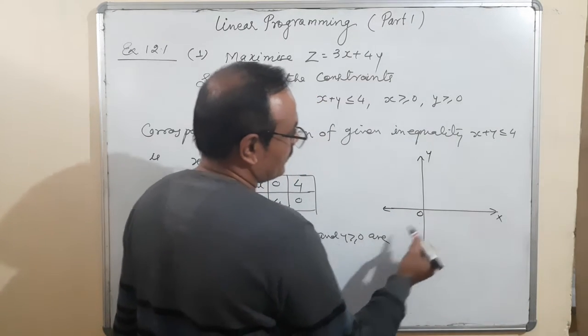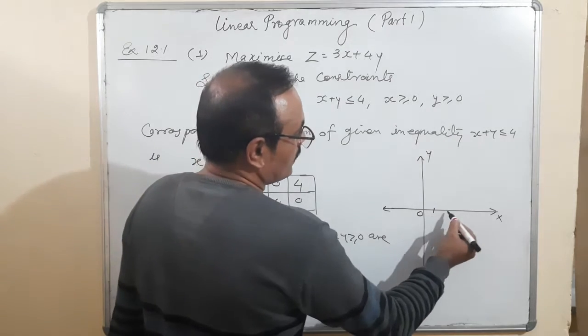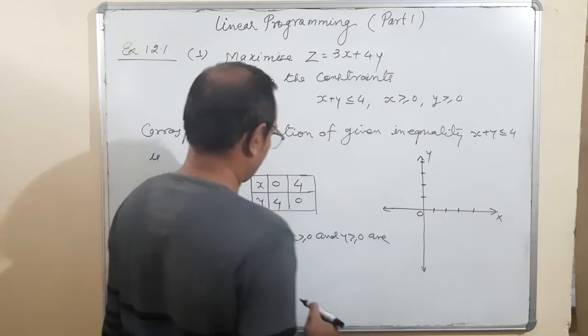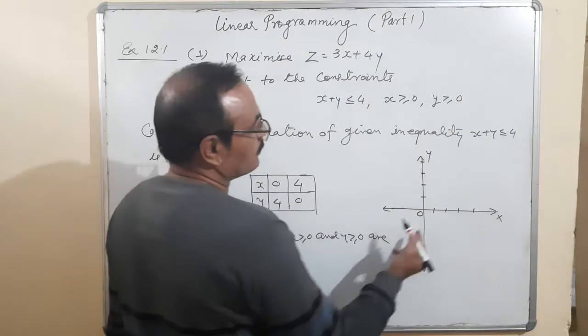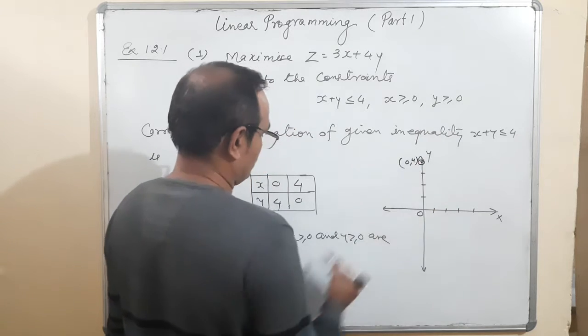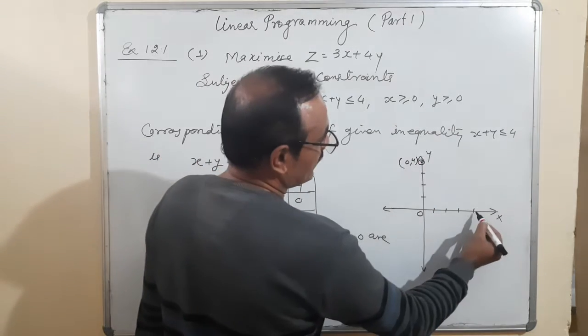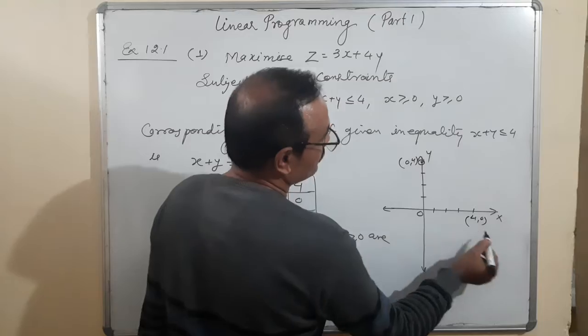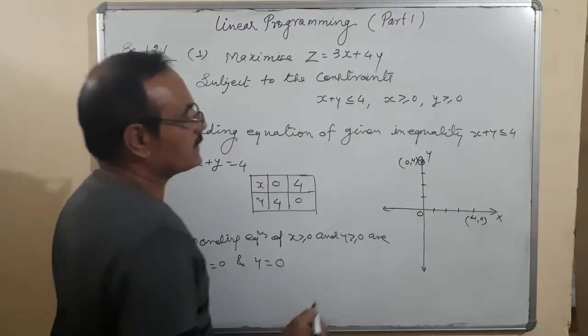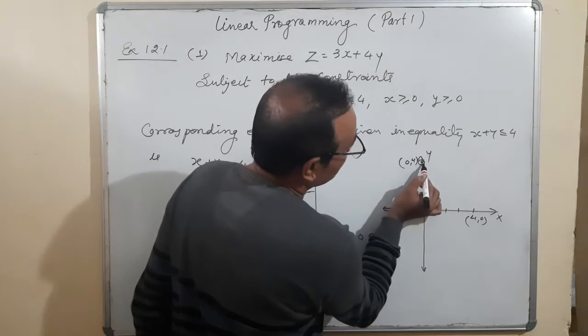Minus is not required, by the way. 1, 2, 3, 4. 1, 2, 3, 4. x0, y4: this is the point (0, 4). x4, y0: (4, 0). Because it is less than or equal to, I can draw the line like this.